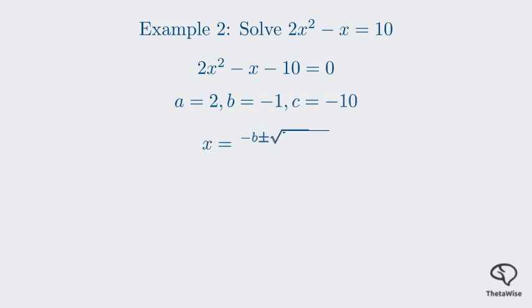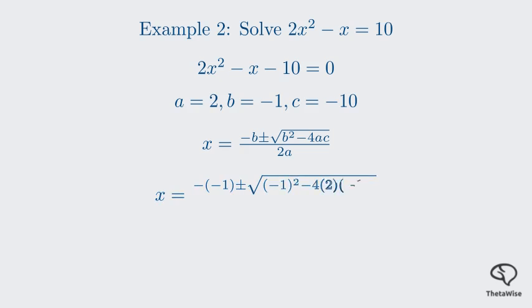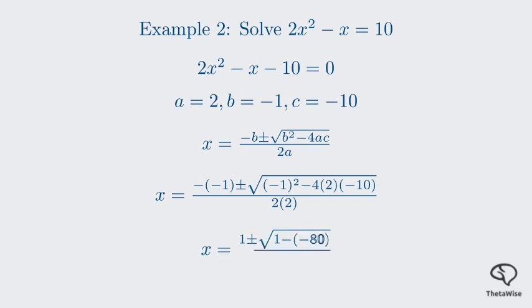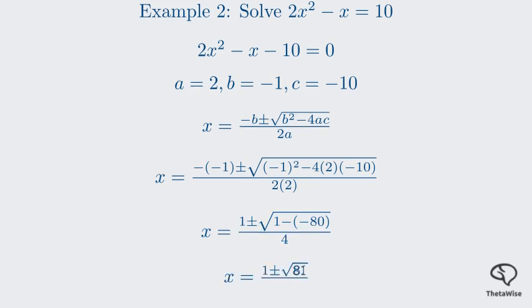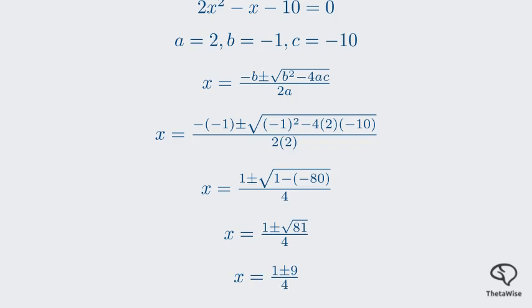Now we substitute these values into the quadratic formula. Remembering that b is negative 1, we get x equals negative 1 plus or minus the square root of negative 1 squared minus 4 times 2 times negative 10, all divided by 2 times 2. Time to simplify. Negative b is positive 1, negative 1 squared is also positive 1, and 4 times 2 times negative 10 is negative 80. So we have x equals 1 plus or minus the square root of 1 minus negative 80, all over 4. 1 minus negative 80 is the same as 1 plus 80, which is 81. And the square root of 81 is 9.